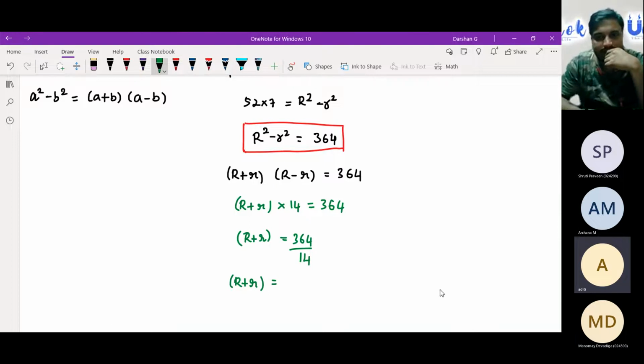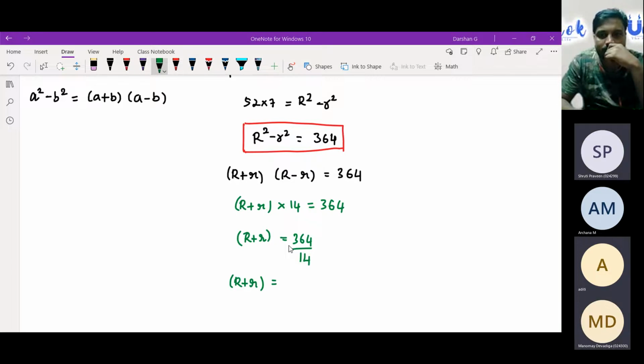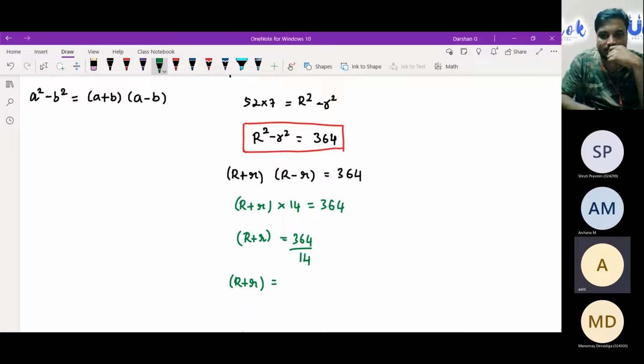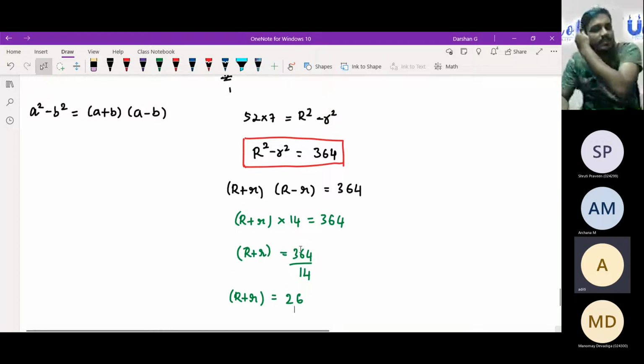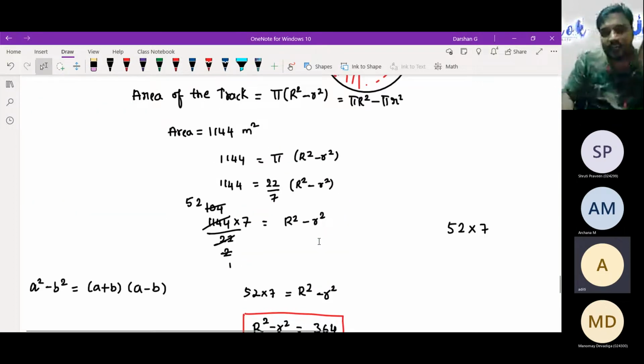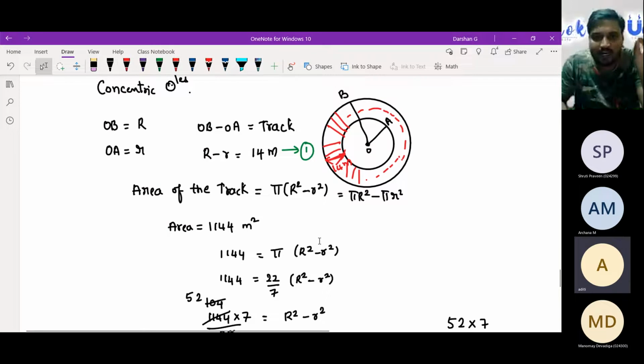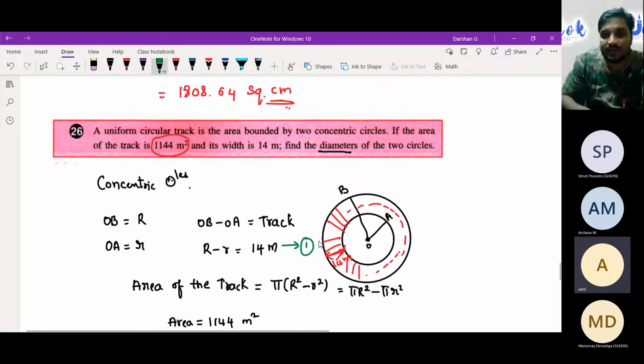Okay, anybody has the answer? When divided, what is the answer we get? It's 26, yes Manomai. Okay, now R plus r is 26. Now I know what is R minus r, and I know what is R plus r. And what do I need? I need the diameter of these two circles, meaning I need 2R. So I should know both these radii. If I don't know, I cannot find the diameter, right?